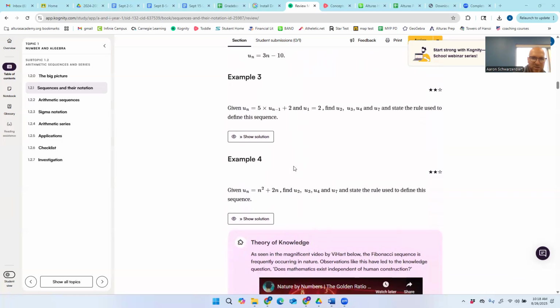We're going to use both recursive and explicit formulas. So this is a recursive formula given: u sub n plus 1 equals 5 times u sub n, plus 2. This is not an arithmetic sequence, it's just a sequence. Find u2, 3, 4, and 7. So u sub n minus 1 here, this just stands for the previous term.